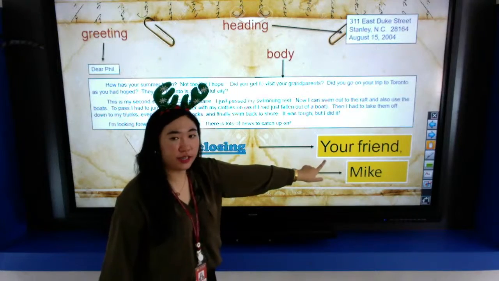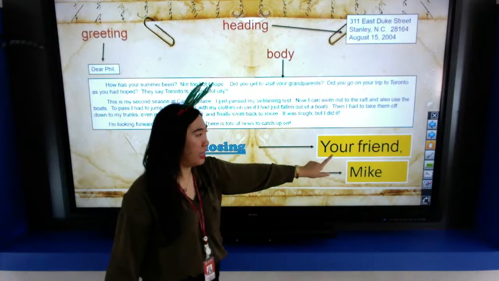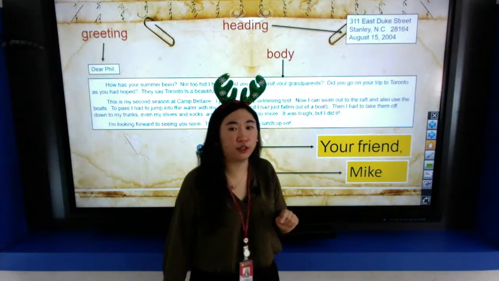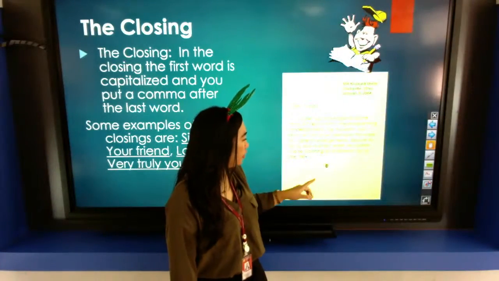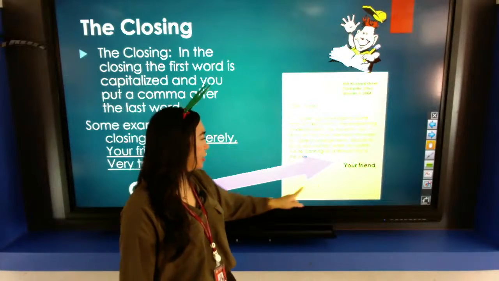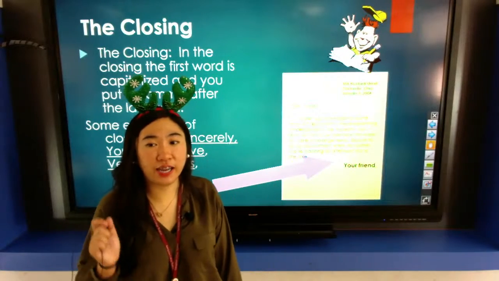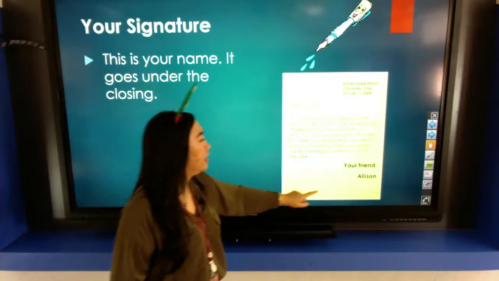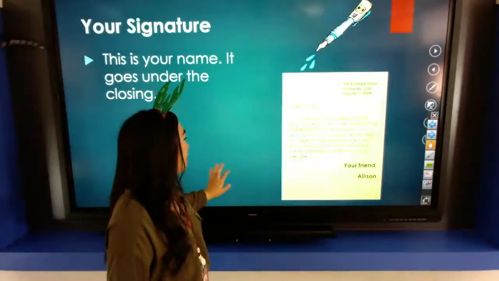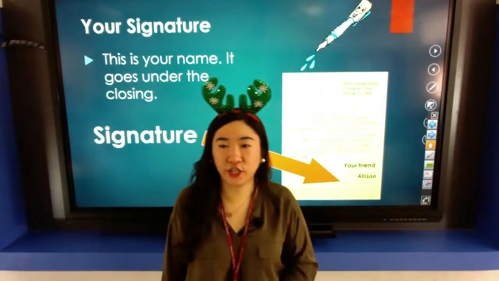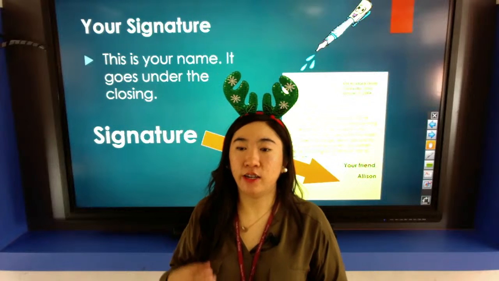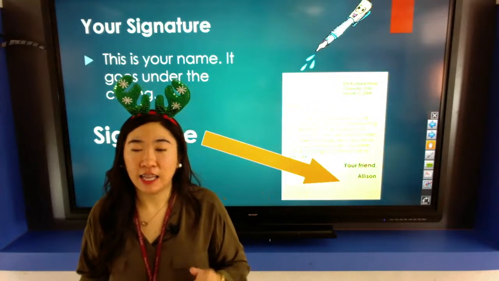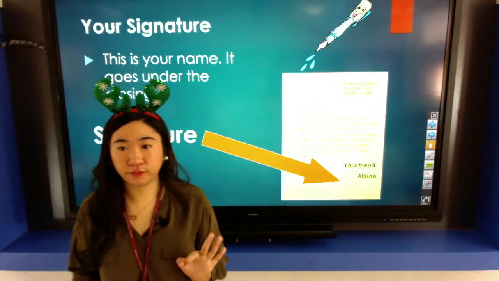Example, this one. This is an example of a closing. Your friend, comma. Start the closing with a big letter. This one, this is an example of a heading. Always start your heading with a big letter. And then Allison. Allison is the signature. When you say signature, that is the name of the sender, the one who is writing the letter. Understand?